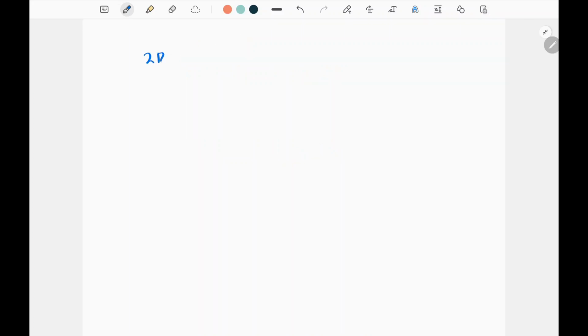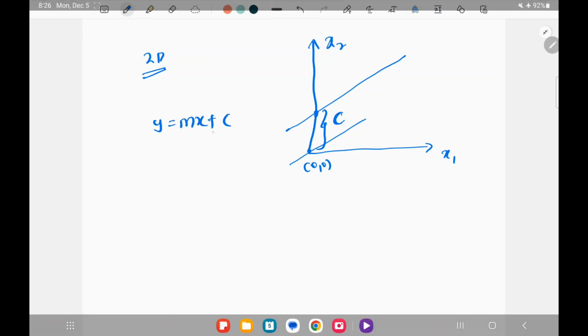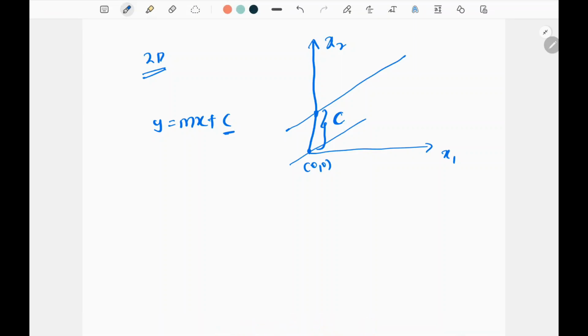so coming to the 2D representation itself, since it is easy for us to visualize, assume I have a line. This is x1, this is x2, and assume we have a line like this. Okay, now we have a distance from origin to the line here. This distance is the intercept in our equation of a line. This c is nothing but this distance.